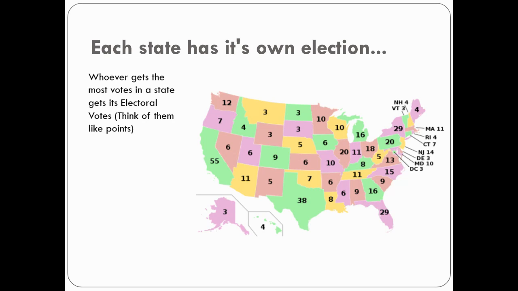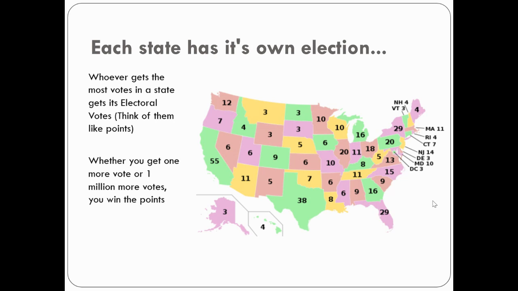So for example, here in Washington state, because we have a certain amount of people, we get 12 electoral votes, 12 points. The minimum amount of points or electoral votes a state can have is 3. So you'll see some of the states that have the least amount of people in the country only have 3 points to award. Whereas some states that have lots of people, like New York or Texas or California, have lots of points to award.